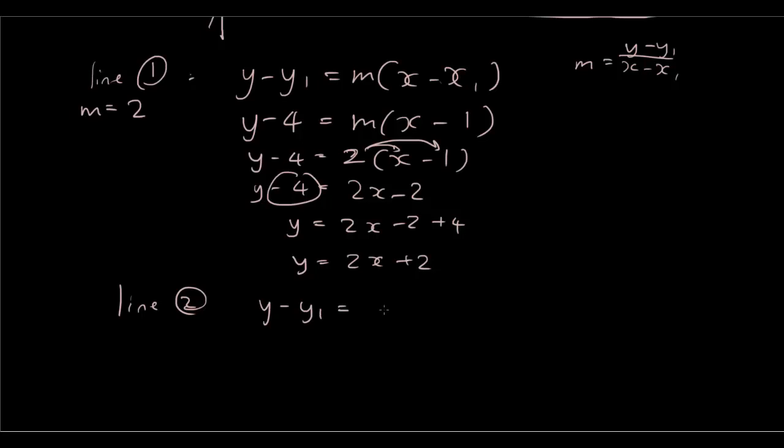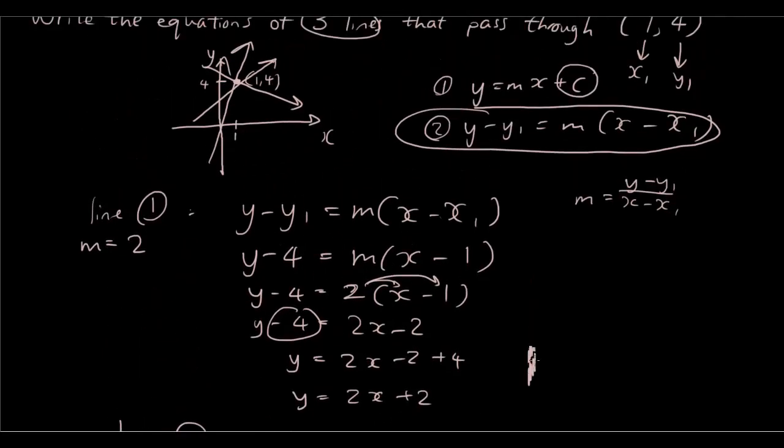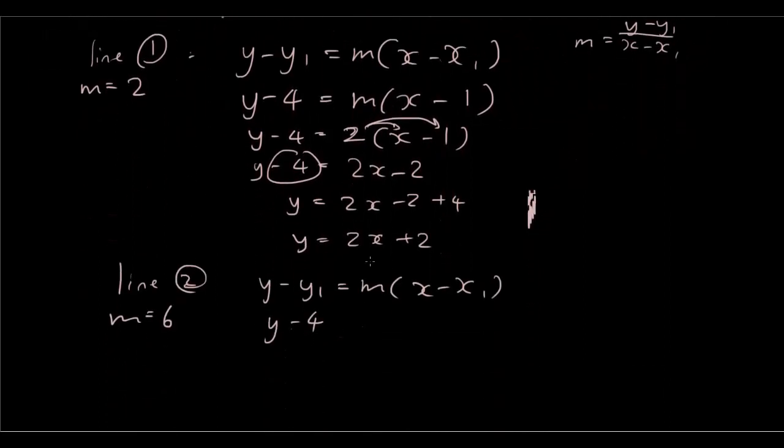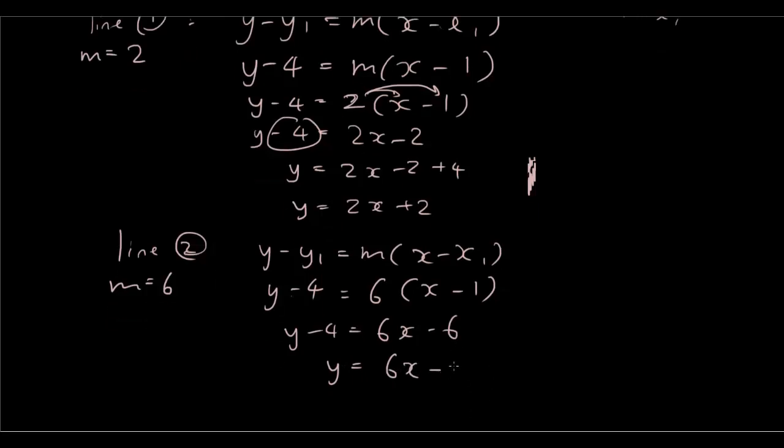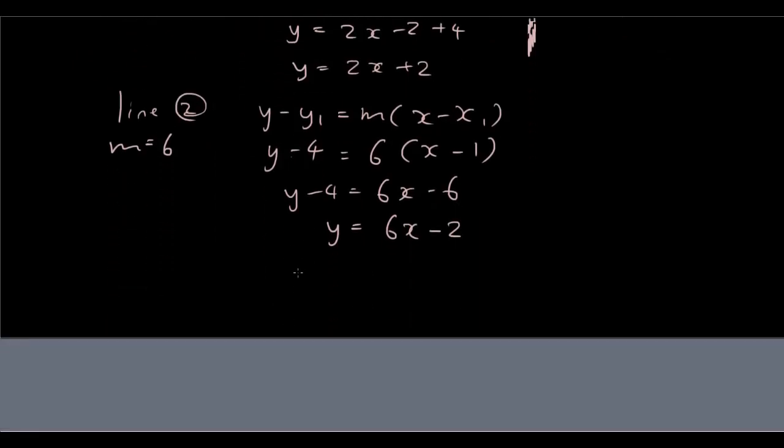So we have y minus y1 equals m bracket x minus x1. I'm going to make the gradient equal to 4 this time. So y minus 4, actually 4 is a bit confusing. I'm going to make it gradient equals 6. So y minus 4, remember this line still passes through the point 1 and 4, so that's why I'm substituting 1 and 4 into x1 and y1 still. 6 bracket x minus 1, so y minus 4 equals 6x minus 6, y equals 6x minus 6 plus 4 is minus 2. So that's our second line.